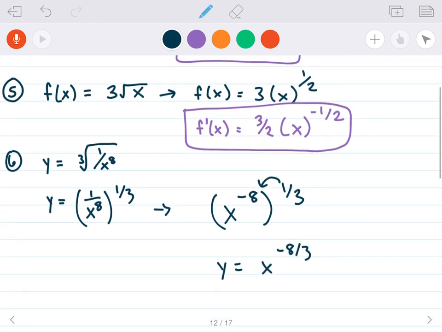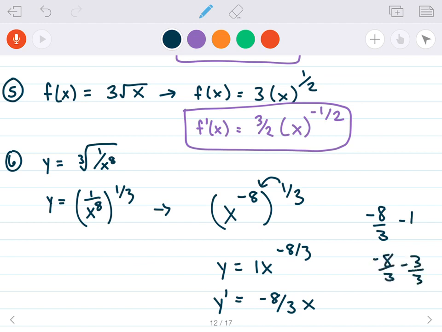What we're going to do is use our power rule. So y prime is going to be negative 8/3 times 1, which is negative 8/3 in front. X to the negative 8/3 minus 1 is negative 8/3 minus 3/3, which is negative 11/3. And you can simplify this if you want. I don't really care. There it is. Wiley will take either answer if you put x back in the denominator.